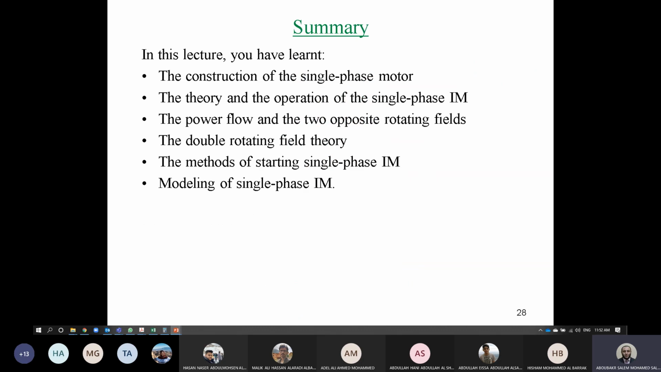Now this was the last slide, shabab, in single phase induction motor. So in single phase we could, alhamdulillah, cover the assigned materials. We understood the construction of the motor, the theory of operation of single phase, the power flow and the two opposite rotating fields, the double rotating field theory, methods of starting of single phase induction motor, and modeling and analysis of single phase induction motor. I wish that the topic of single phase induction motor is clear now, and you are welcome if you have any question.